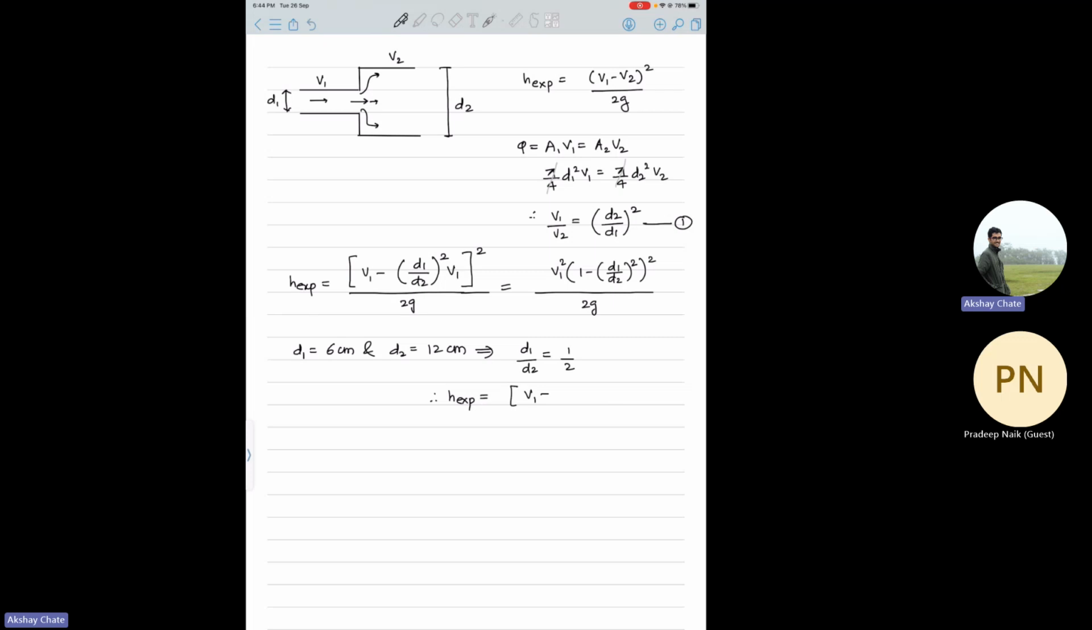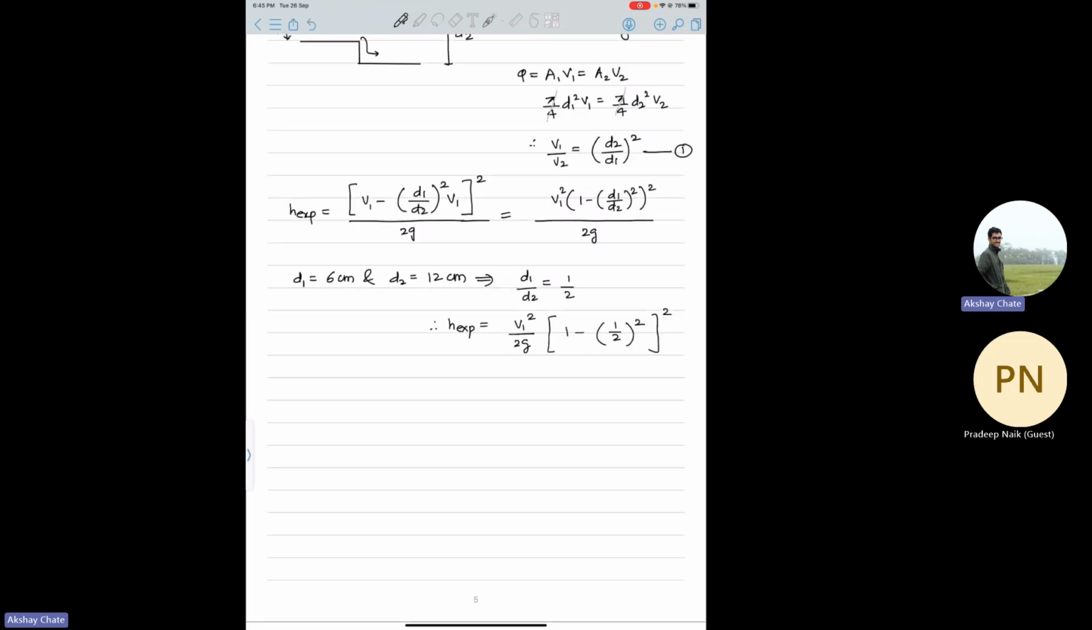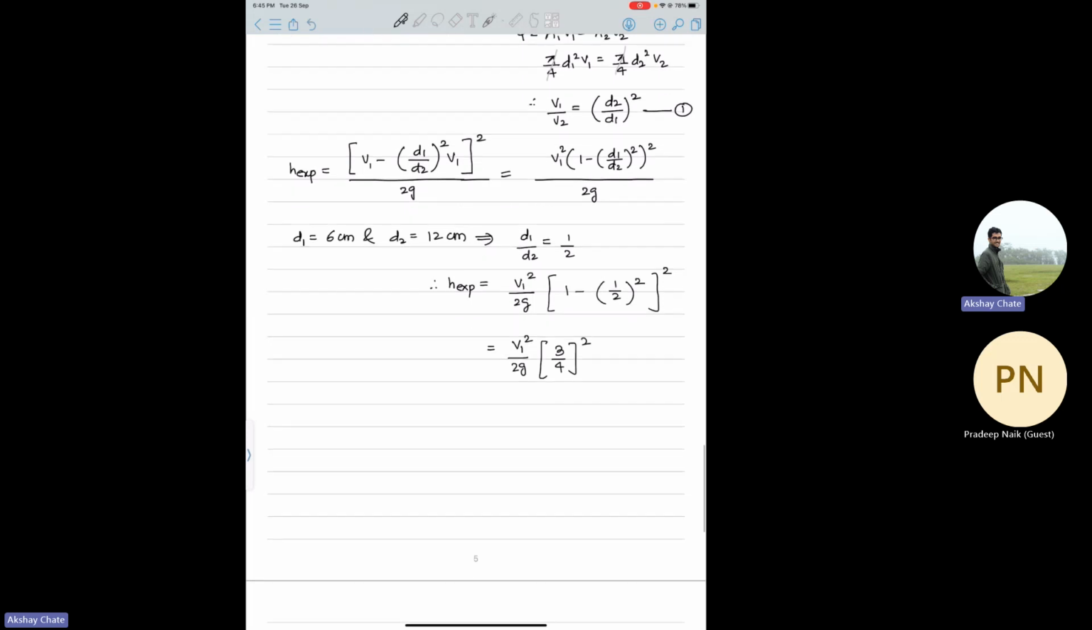So basically you put d1 by d2, and v1 square by 2g stays as it is. Then you have this double bracket. The outer bracket has a square, and the inner bracket also has a square. d1 by d2 is half, so it's squared as well. So this is v1 square by 2g into 3 by 4 square. So that will be 9 by 16 into v1 square by 2g. So this will be your formula.